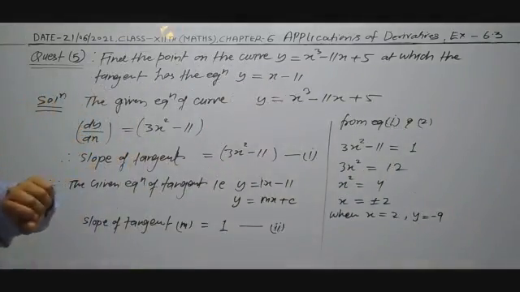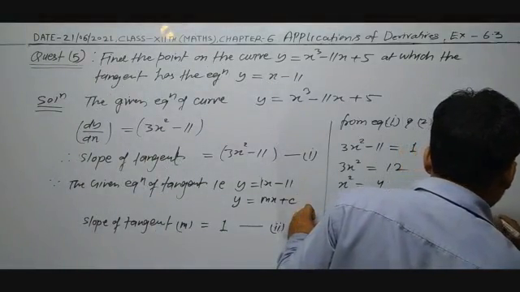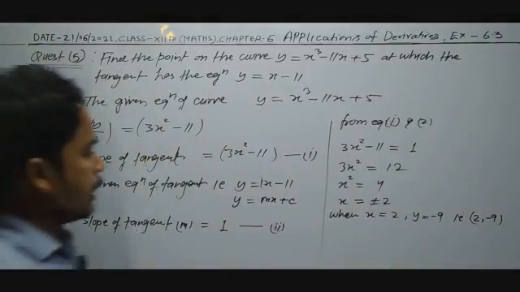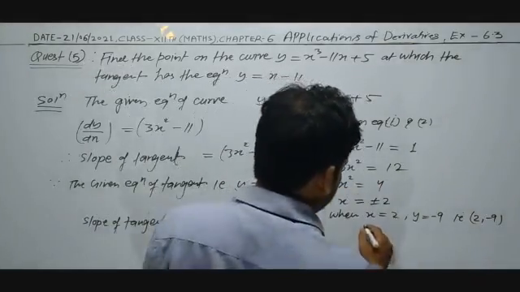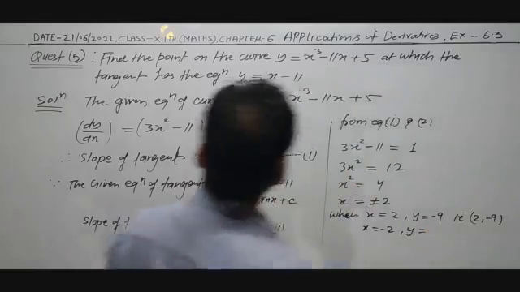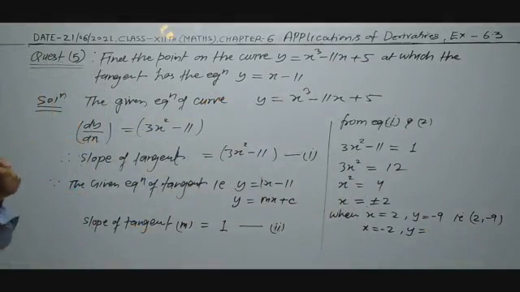From the equation of tangents, the first point is 2 comma minus 9. And when x is equal to minus 2, then y you will get minus 13.